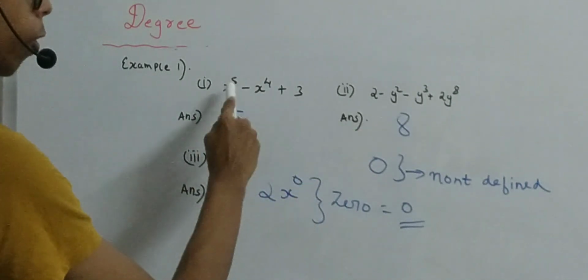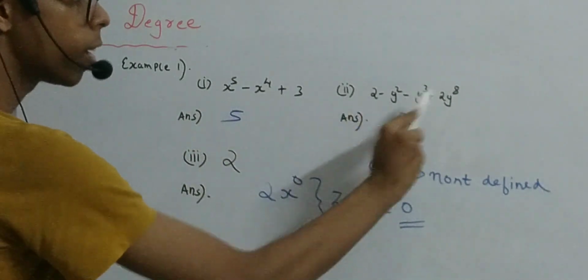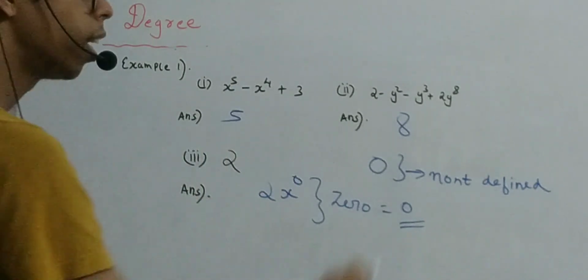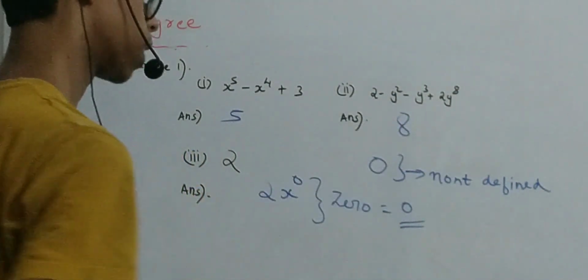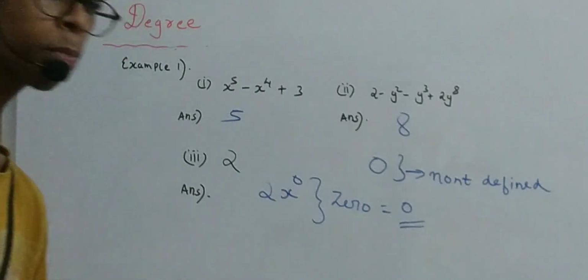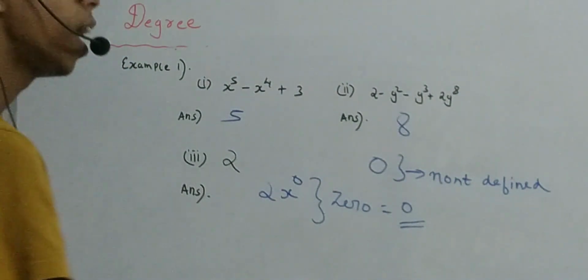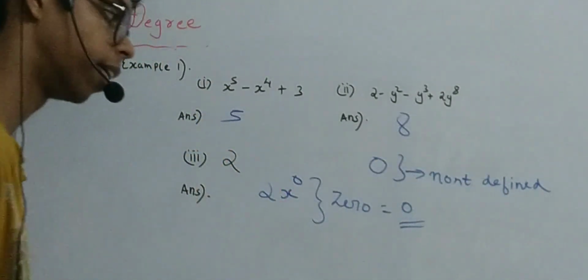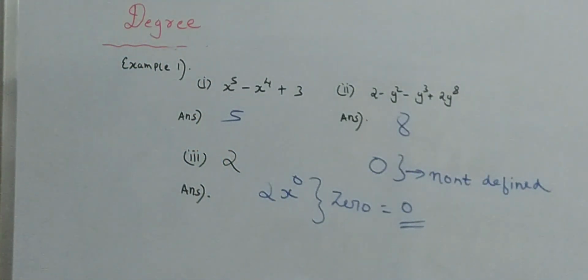Whenever you are given an expression like this, just see which has the highest power. Here the highest power is 5, here the highest power is 8. The degree of a constant polynomial is always 0. The degree of a zero polynomial is not defined. These are a few things which you should keep in your mind. I hope it is clear.